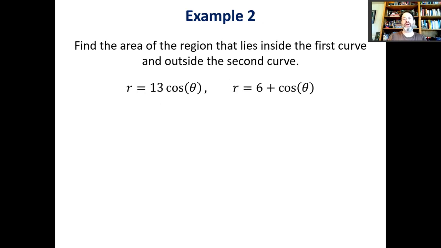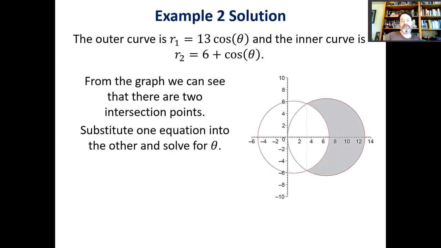All right, let's do another area problem. This one's slightly more complicated, but not impossibly so. Find the area of the region that lies inside the first curve and outside the second curve. So you're going to want to graph both of these, and you're going to want to decide where that region lies. So it turns out that it's over here.